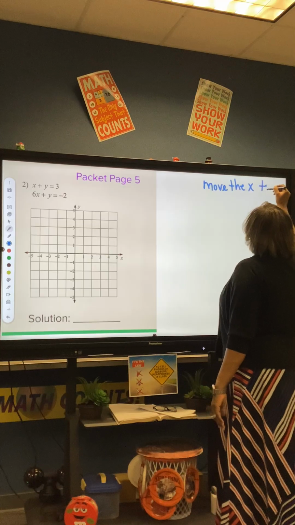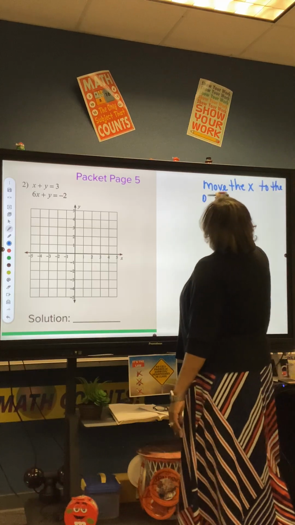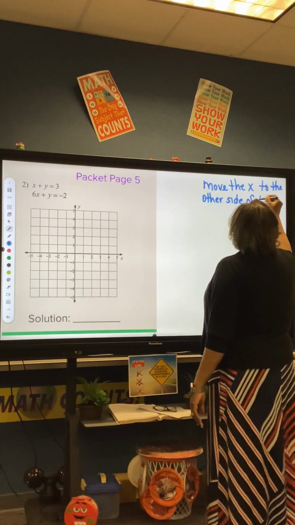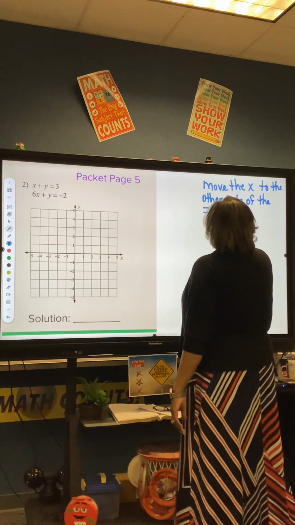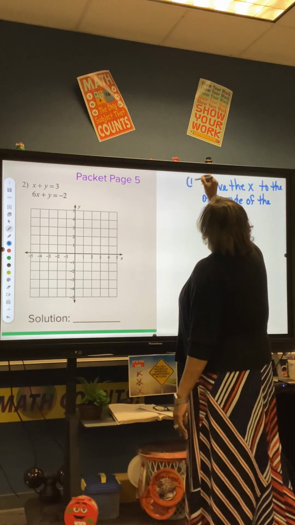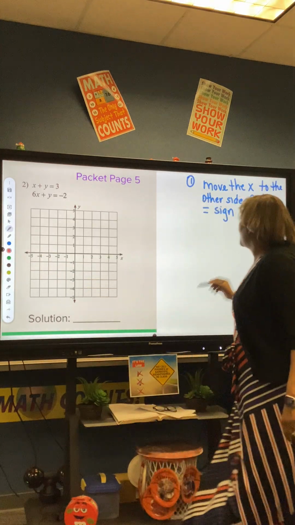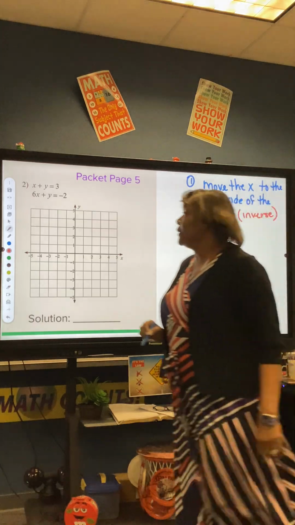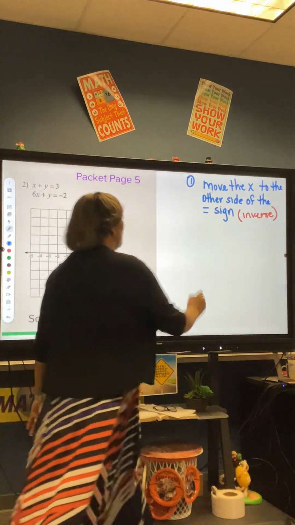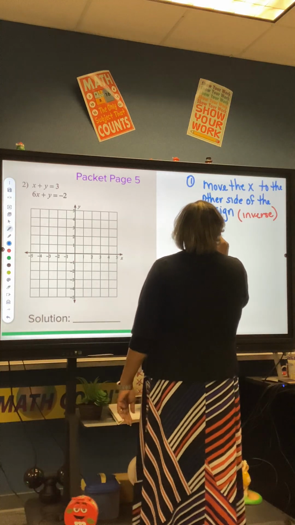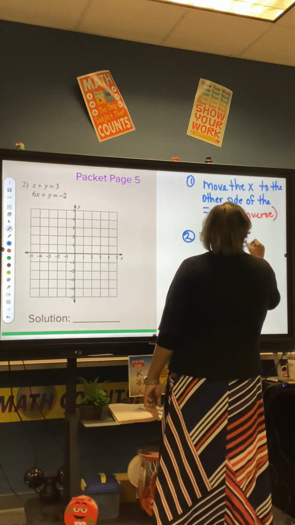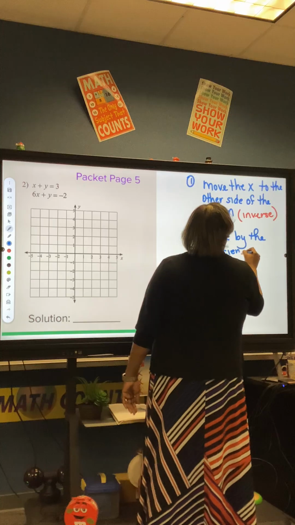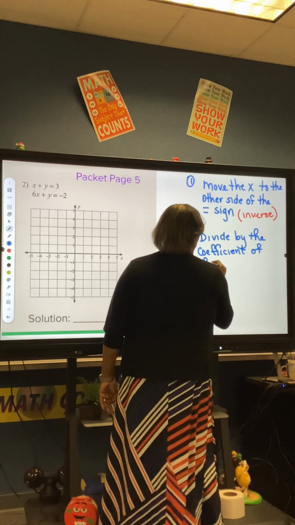X to the other side of the equal sign. Step number 1. You're going to do that by doing the inverse operation. I'm going to write that down here. Okay. Step number 2, you're going to divide by the coefficient of the y term.